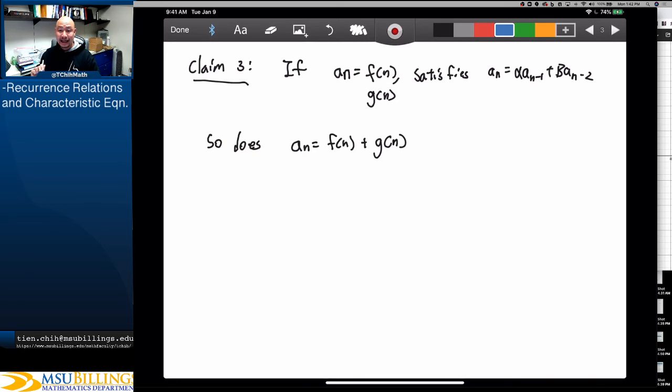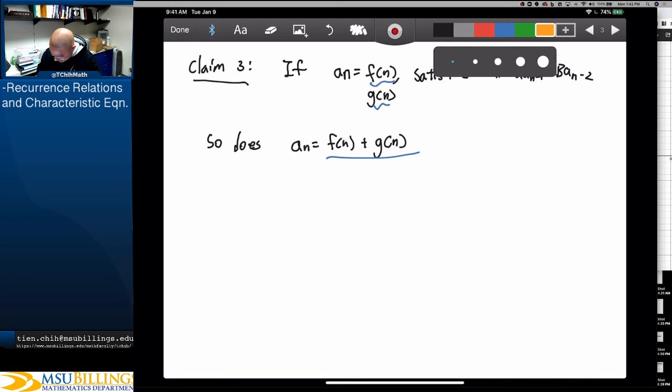My next claim is that if I have two different solutions to my recurrence relation, then I can add up those two solutions, and that will also be a solution to my recurrence relation. So let's check that out.